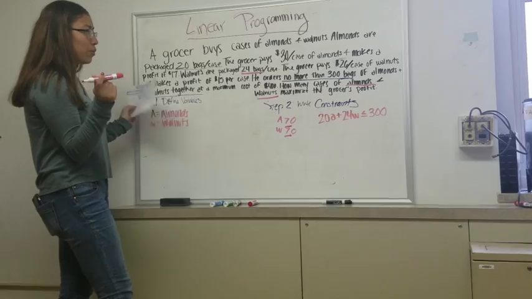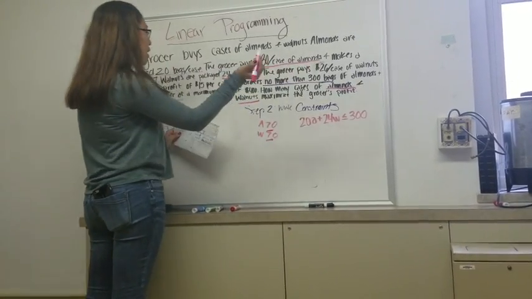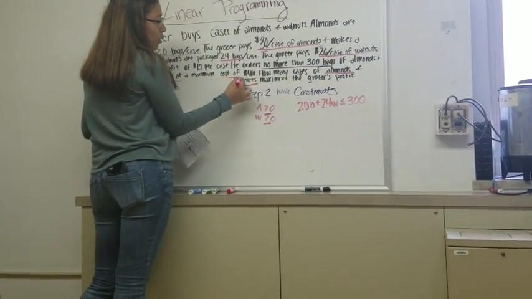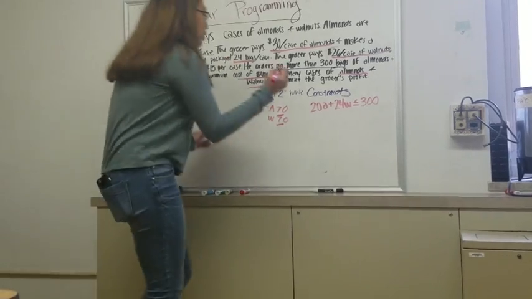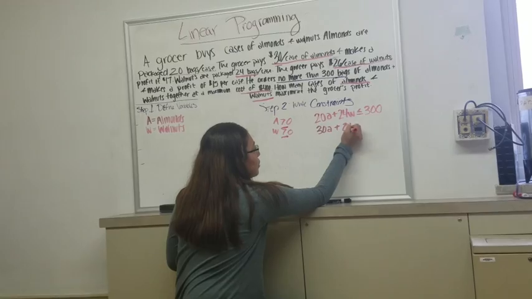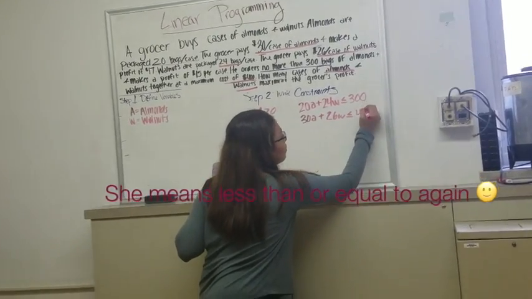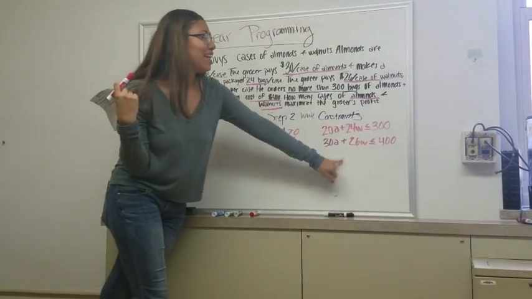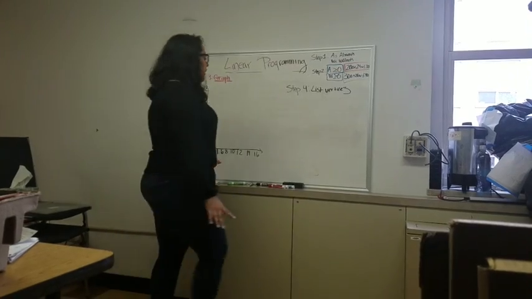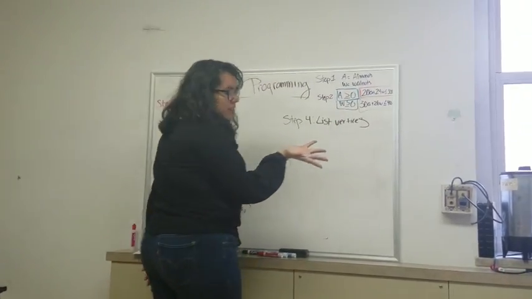After that, we know that the grocer pays 30 for almonds and 26 for walnuts, and he can spend no more than 400. So that would be 30A plus 26W, and it has to be less than or equal to 400. These are called the constraints. So basically, they're inequalities.